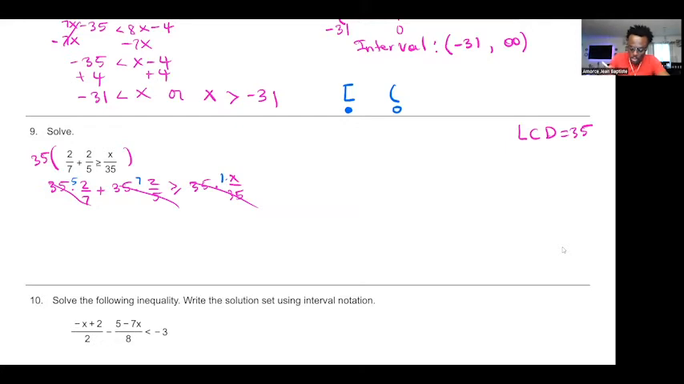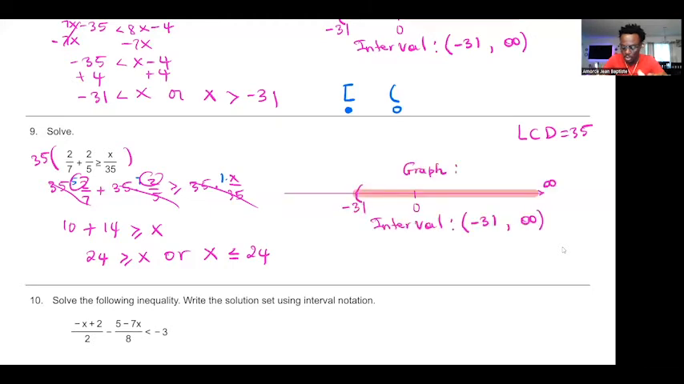And then now 5 times 2 gives you 10. 7 times 2 is 14, and then that's greater than x. Your solution is 24 greater than x. I always want x to be on the left. So x would be less than or equal to 24. And then now you're going to need to give me both graph and interval notation.